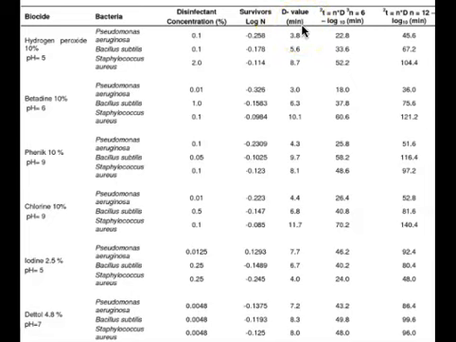So let's think about what this means. If we're going to use a hydrogen peroxide solution of 10%, it's going to take 3.8 minutes of exposure time to kill 90% of Pseudomonas aeruginosa organisms. It's going to take 5.6 minutes to kill 90% of the Bacillus subtilis, and it's going to take 8.7 minutes of exposure to kill 90% of Staphylococcus aureus.